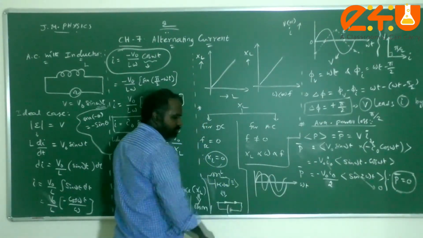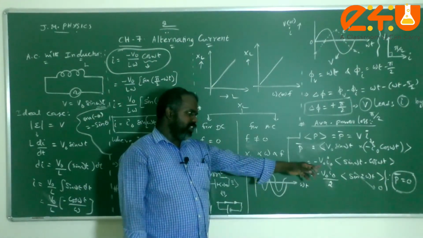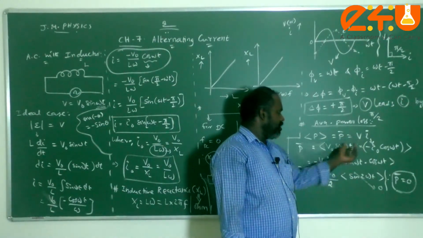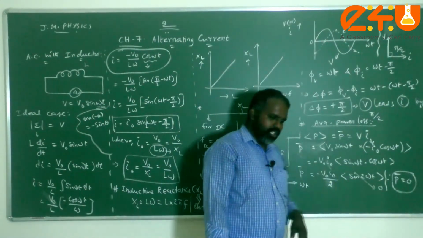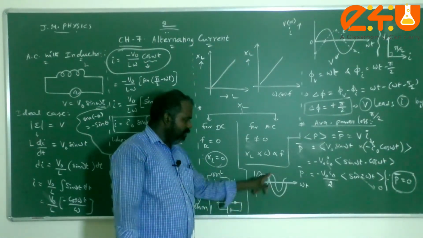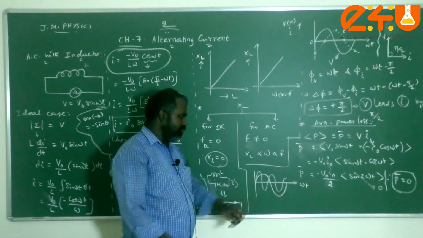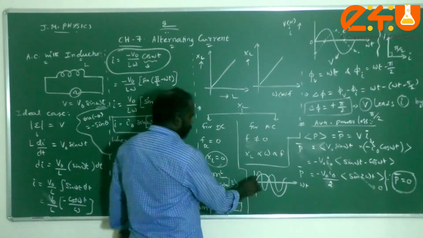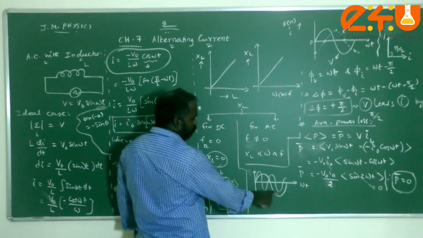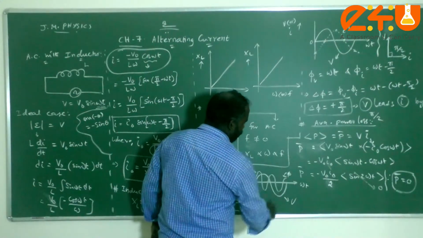I am roughly drawing the diagram, but it represents that the frequency of the power term is 2 times the frequency of the voltage or current. Therefore, when voltage completes one cycle, the power term completes 2 cycles. These diagrams are very important for your understanding. This is the comparison graph between voltage and the power graph.